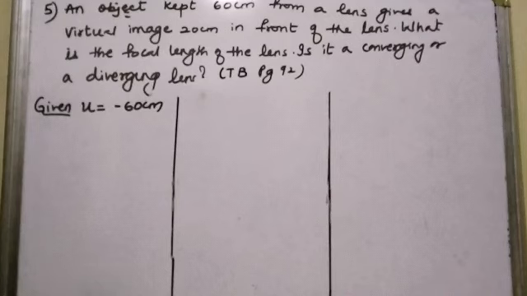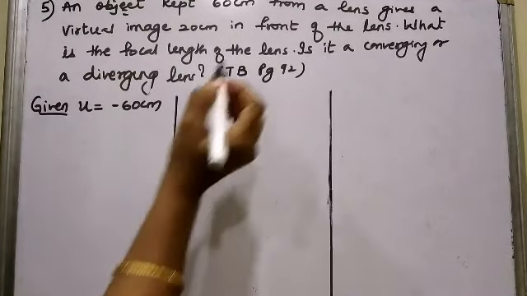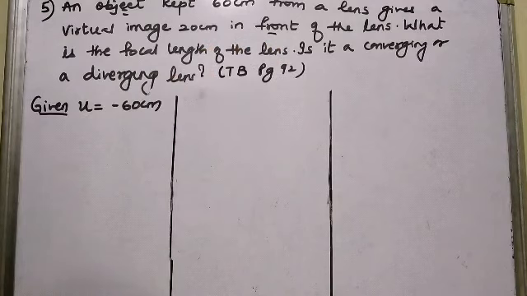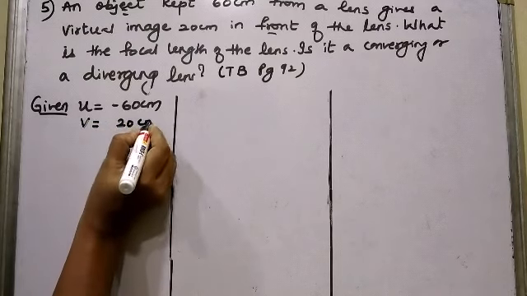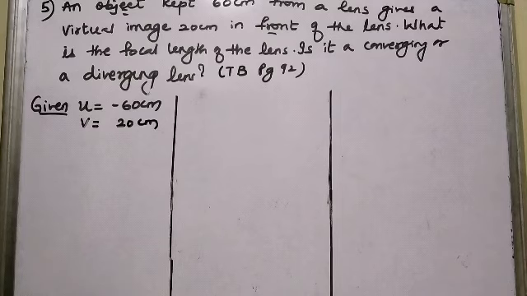A virtual image is always formed on the left hand side of the lens, and the image is formed at a distance of 20 centimeters. Do not get confused by the words in front of the lens, not on the other side of the lens. A virtual image is always formed on the left hand side, so the image is formed 20 centimeters in front of the lens. Therefore here v is equal to minus 20 centimeters.